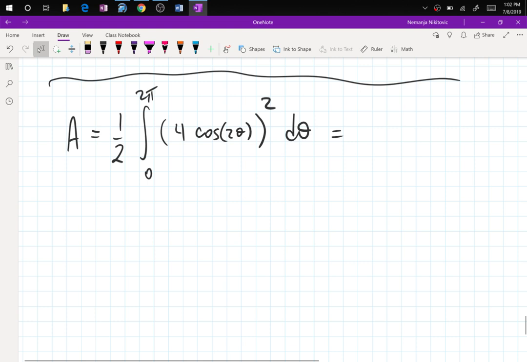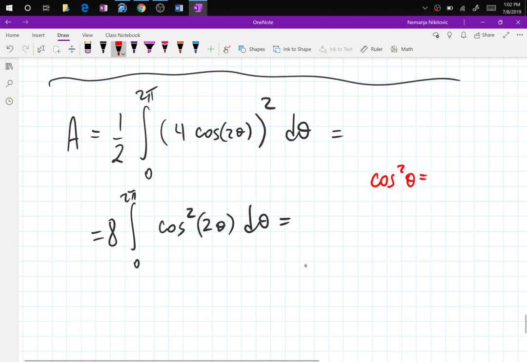Okay, so what do we do? Well, first off, 4 squared is 16, goes outside times 1/2, that's 8. Integral 0 to 2 pi, and now I have the cosine squared of 2 theta d theta. What you need to know to survive this course is the formula you needed in the previous course, which is cosine squared theta is 1 plus cosine 2 theta divided by 2. Anytime you run into sine squared or cosine squared, sine squared has a minus here, you have to use the power reduction formula. There is no other way to solve these unless you memorized what their answers are.